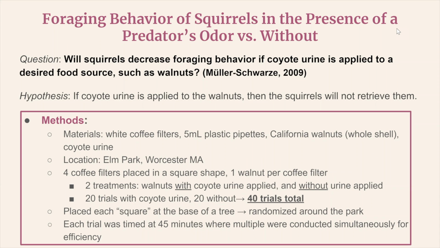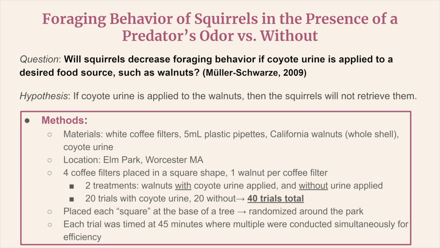Okay, so experiment number 2 is based on the foraging behavior of squirrels in the presence of a predator's odor versus without. The larger question at hand being, will squirrels decrease foraging behavior if coyote urine is applied to a desired food source, such as walnuts? This overall experiment is inspired by the Mueller-Schwartz experiment in 2009. My hypothesis originally being, if coyote urine is applied to the walnuts, then the squirrels will not retrieve them.